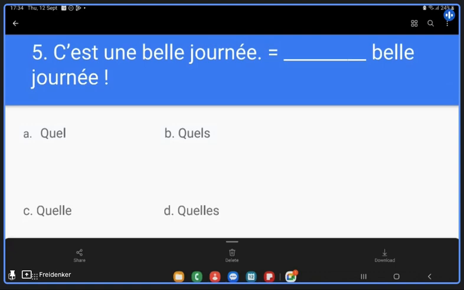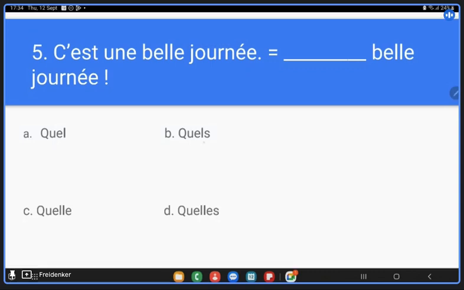Option C is very much obvious, hopefully. Option A is masculine singular. Option B is masculine plural. Option C is feminine singular. Option D is feminine plural. What does quel mean? Quel either means which or what. So, quelle belle journée means what a beautiful day. It's an expression.